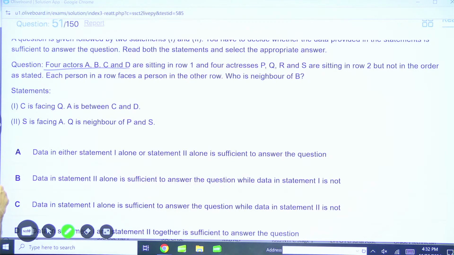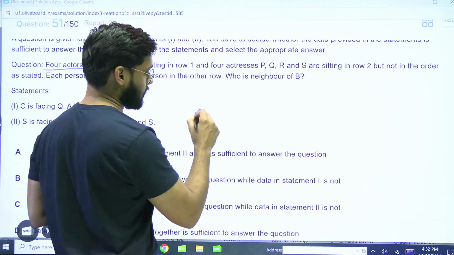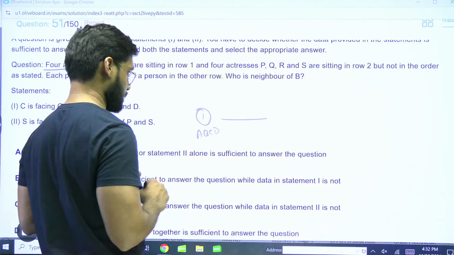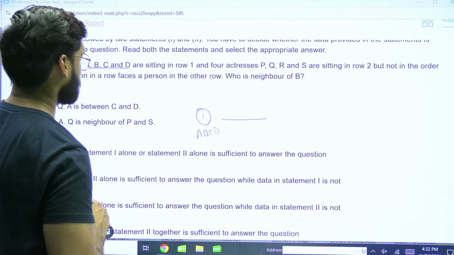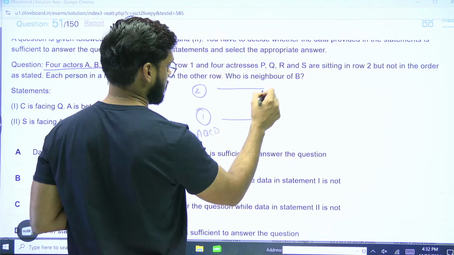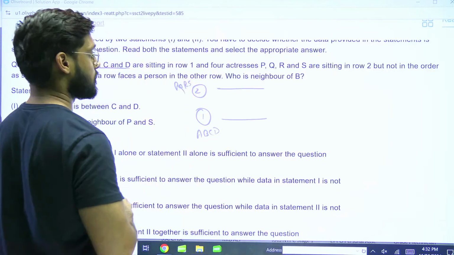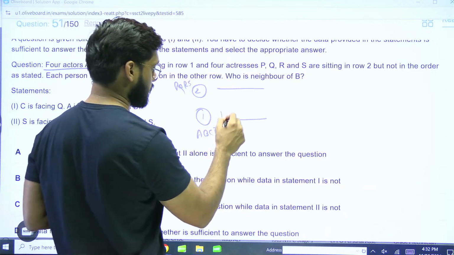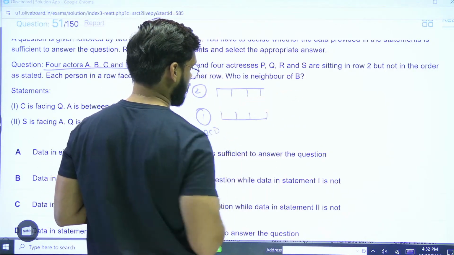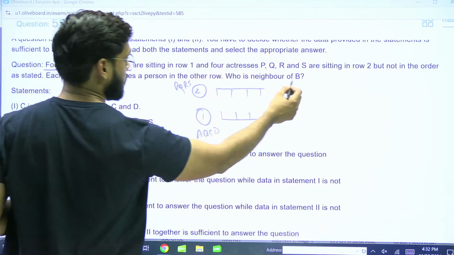Okay. Four actors A, B, C, D are sitting in row 1. Let's mark this row number 1, and A, B, C, D are sitting over there. And four actors P, Q, R, S are sitting in row 2. So four persons sit in each row and they are facing each other. Statement: we have to answer who is the neighbor of B?